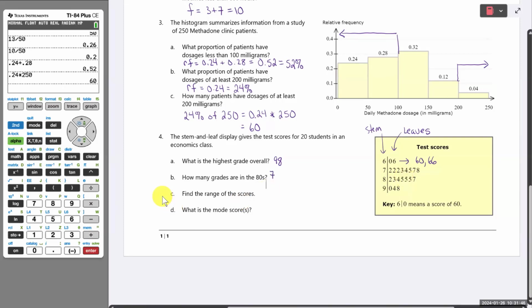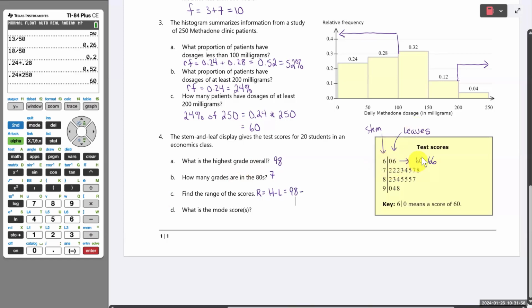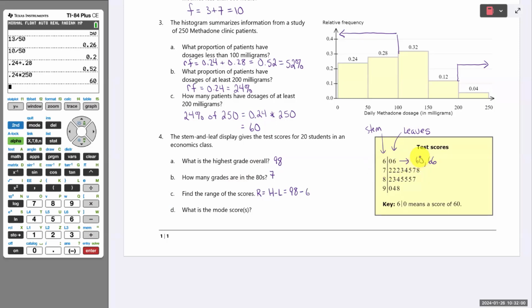And then find the range of the scores. So just a reminder here, range of a data set is the highest value minus the lowest value. So our highest score we already got there was 98. And the lowest score is, we already wrote that down as well, 60. So that's a difference of 38. So that's called a measure of spread, the range.